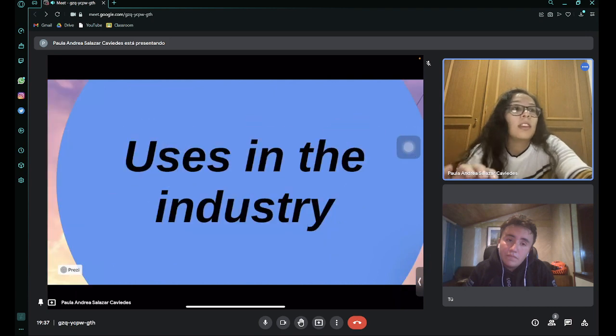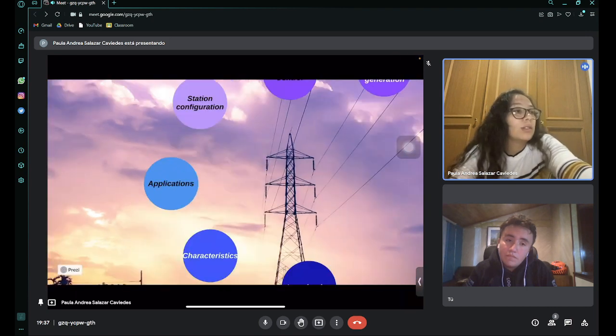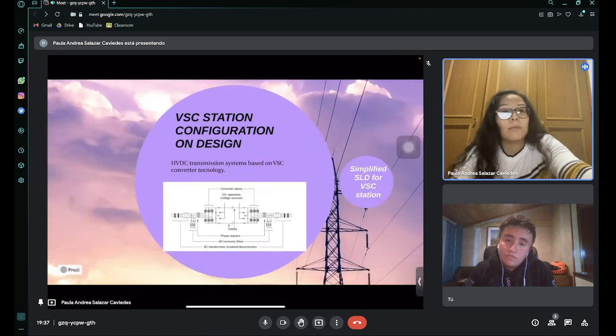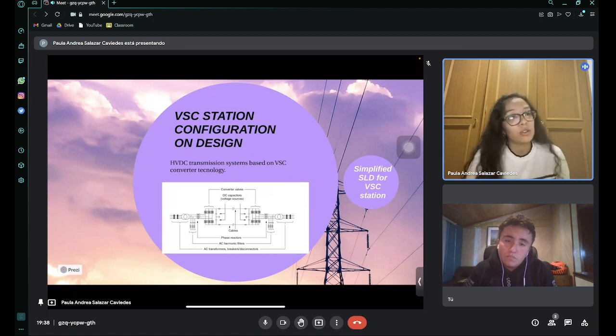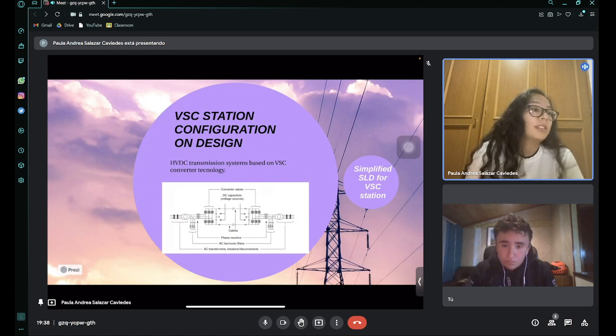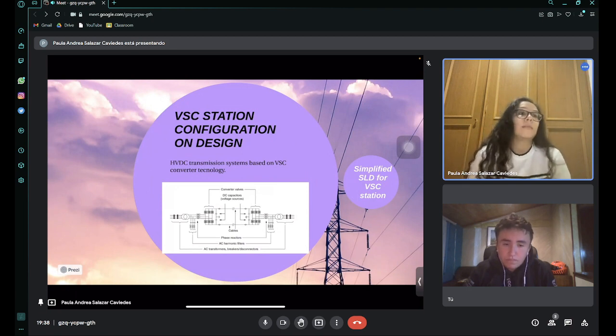Okay. The next thing that we're going to talk about is the station configuration. The system has a special configuration and all of it is based on the kind of circuit that we can see in this moment in the image. So, an HVDC transmission system based on VSC converter technology.